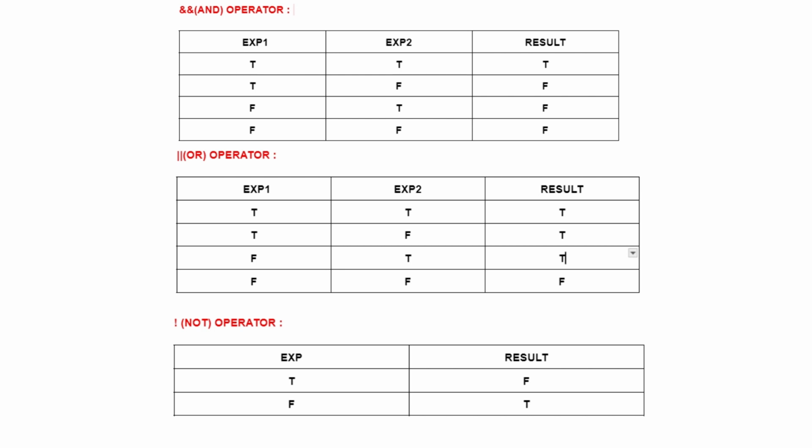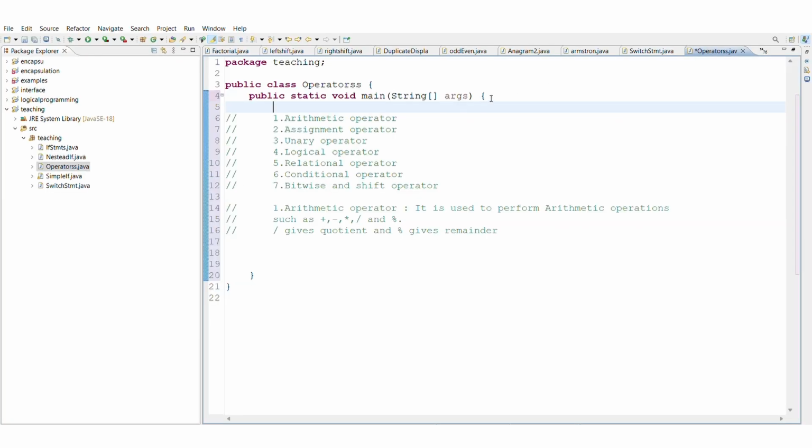Now the NOT operator. If the expression gives true as a result, the main result becomes false. If the expression gives false as a result, the main result becomes true. It is the opposite. I will explain in the program. Now look at the program.